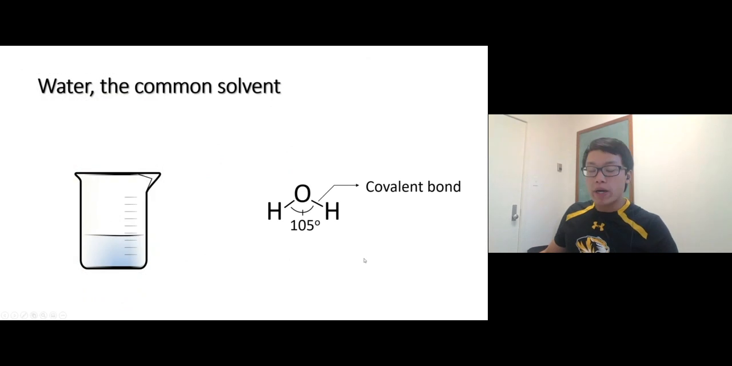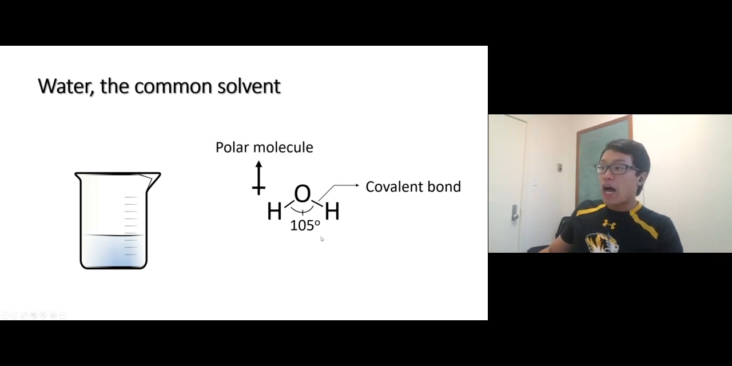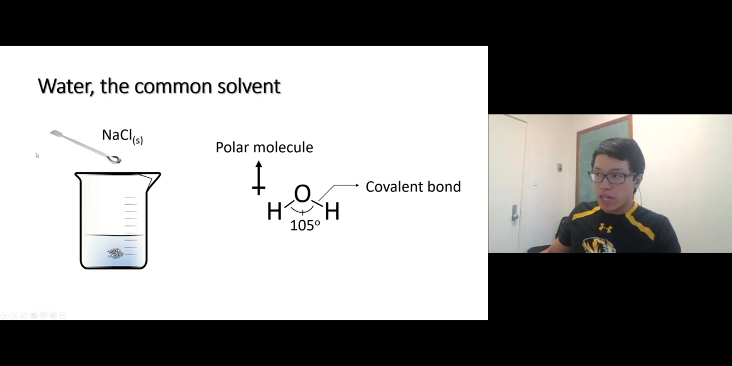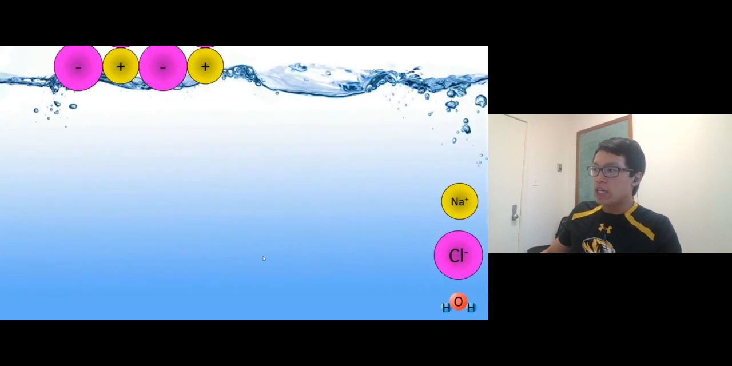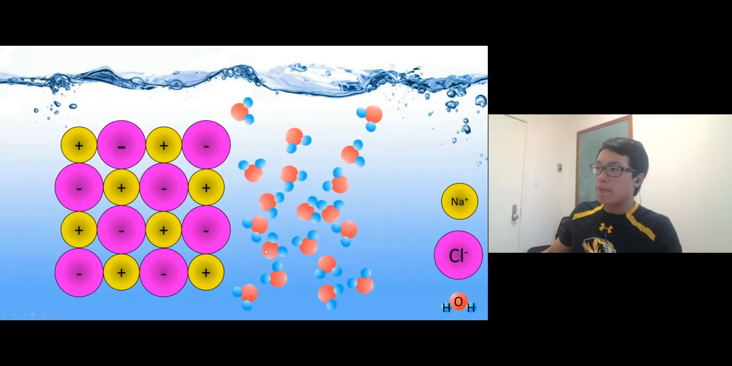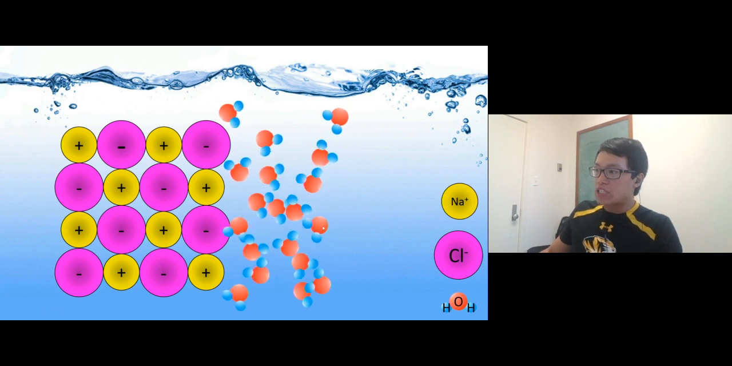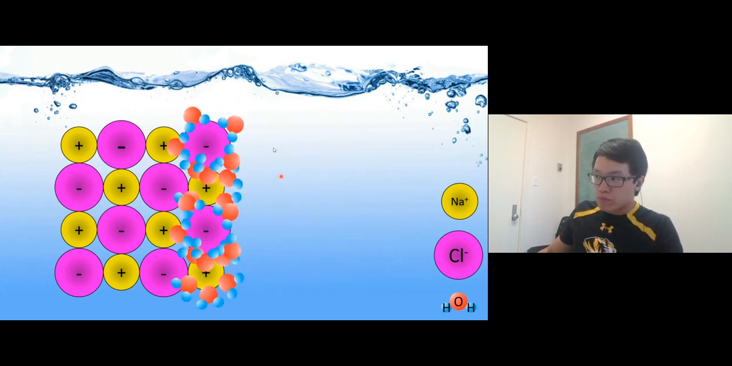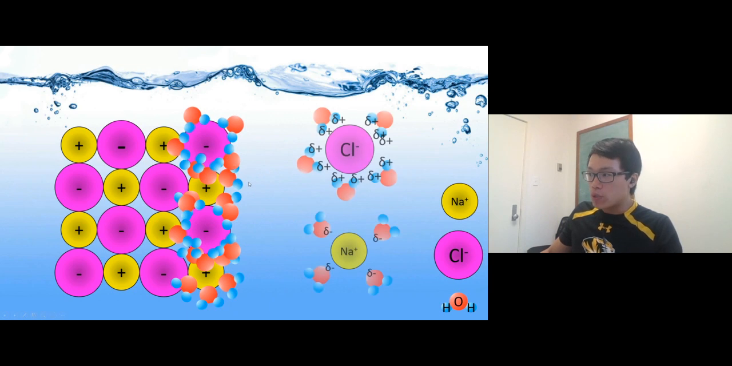One of the many great properties of water is that it is a common solvent. Since water is highly polar, it can dissolve quite a lot of ionic compounds. Take sodium chloride in water. What happens to it? Let's take a look at the molecular level. We have sodium ions, chloride ions, and these are water molecules. Each water molecule will surround the ions and pull them apart.